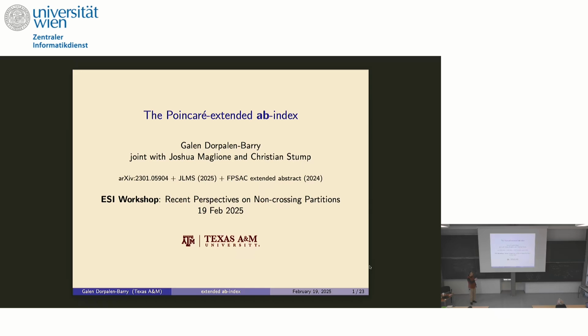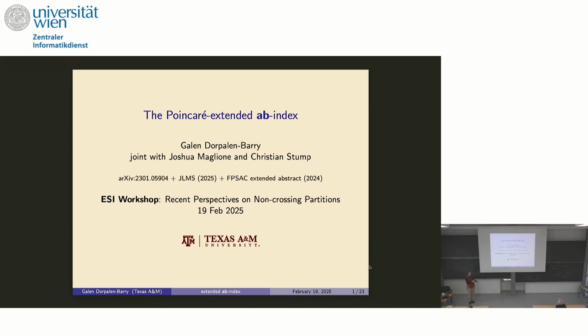There are three places you can find what I'm going to talk about. So we have an arXiv post. It was technically published December 20th, 2024, but I think 2025 is listed. That's the journal version, and then there's also a FPSAC extended abstract, so if you want to see the 12-page short version, it's there too. This is joint work with Joshua Maglione and Christian Stump, who's running around somewhere there.